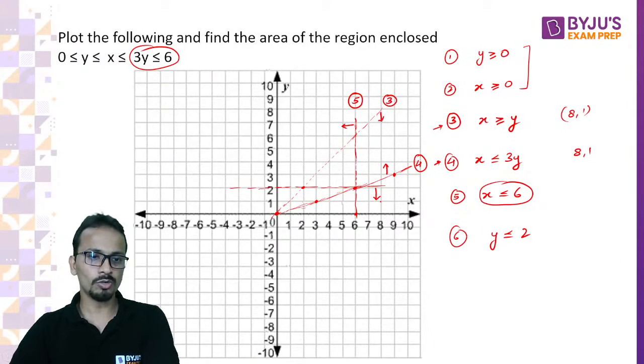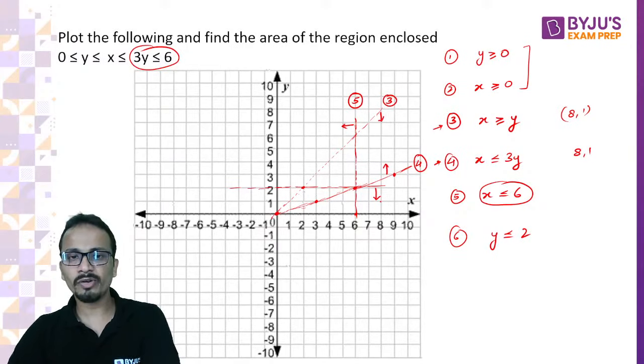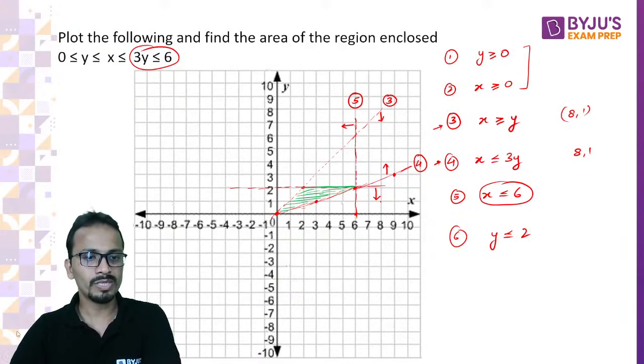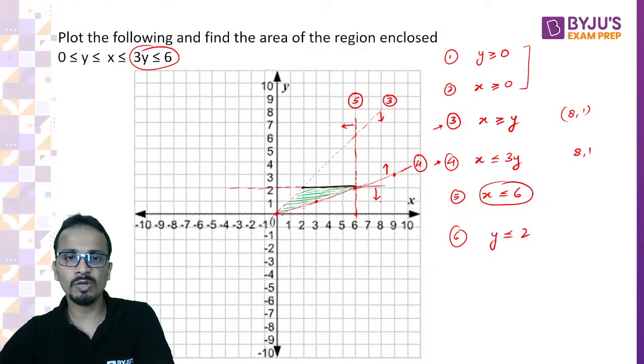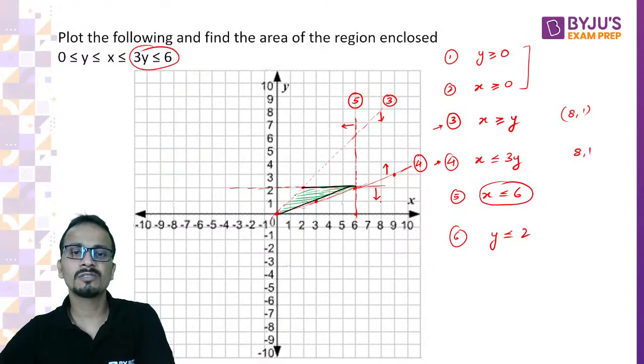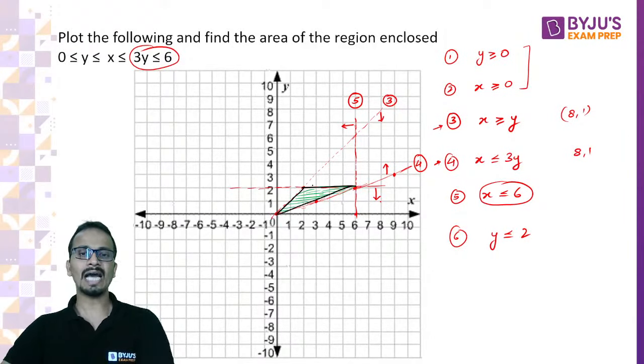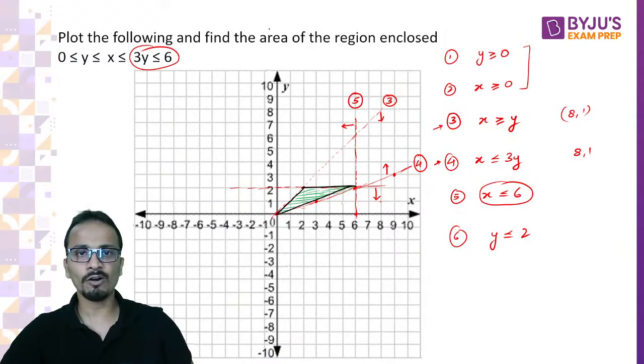Okay. So finally, what region have I obtained? I have obtained this particular region which I have just shaded. Okay. So now I am drawing the boundary of this as well with the black color. So this will be the final region that will be considered. Okay. Now we have to find the area of this region.